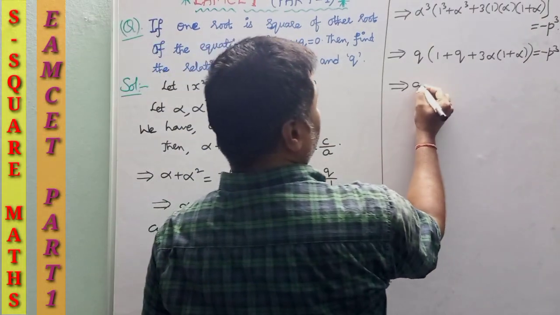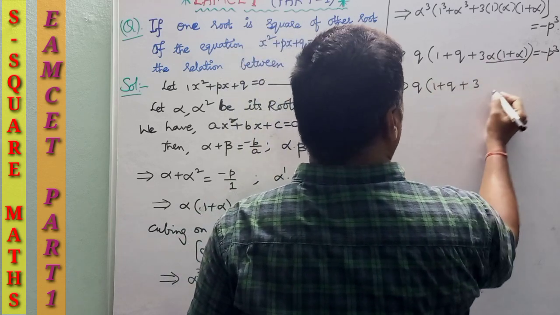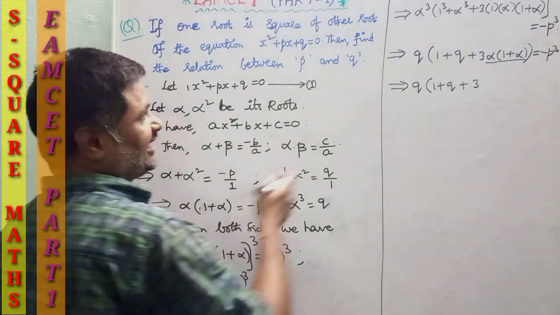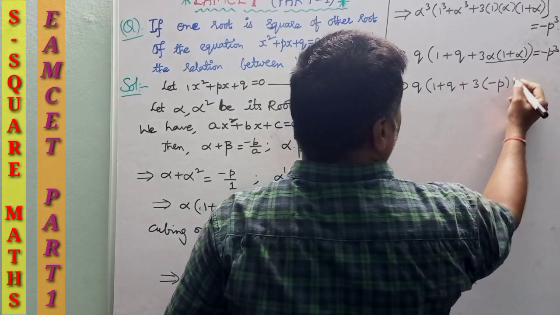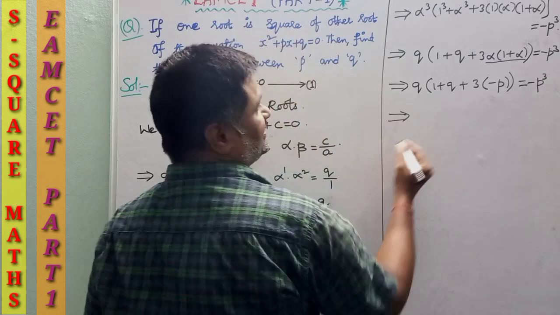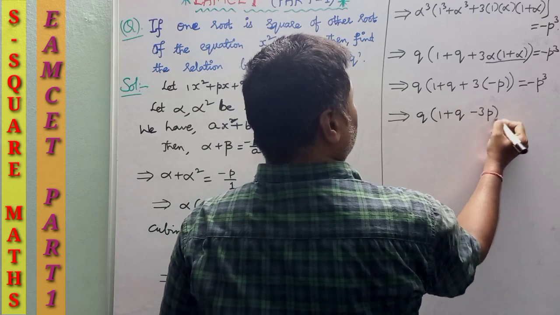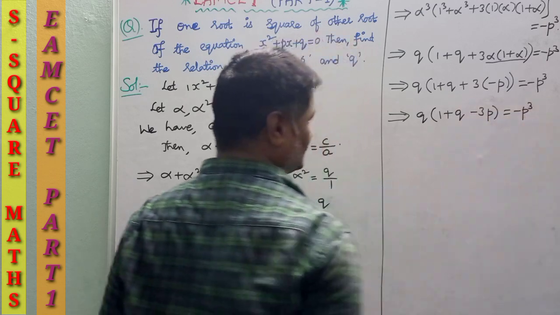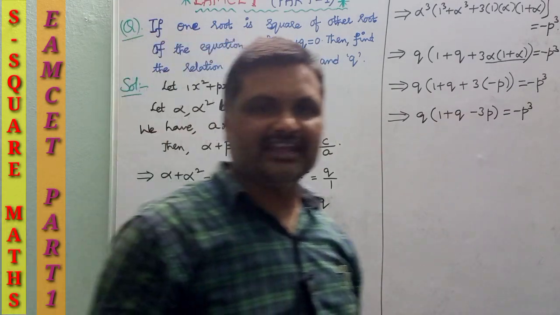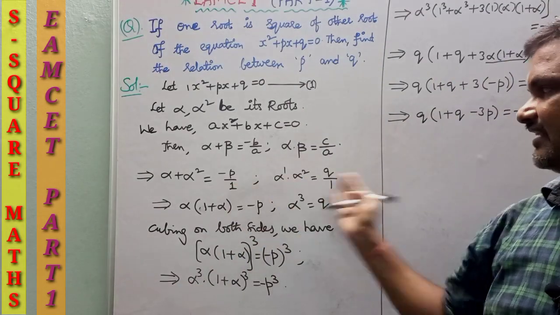So q of 1 plus q plus 3 into alpha into 1 plus alpha, and alpha into 1 plus alpha is nothing but minus p. I am replacing it here, so minus 3p is equal to minus p cube. So q into 1 plus q minus 3p is equal to minus p cube. If you observe carefully, we finally got the relation between p and q, and alpha has vanished by substituting various forms.